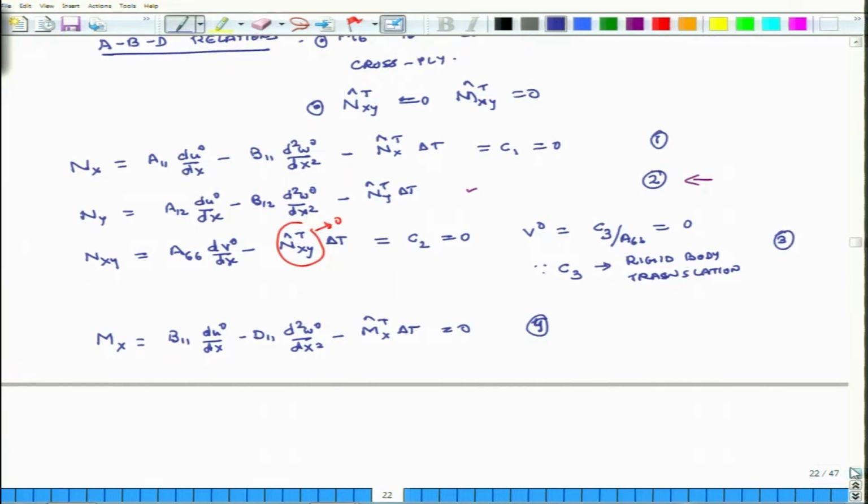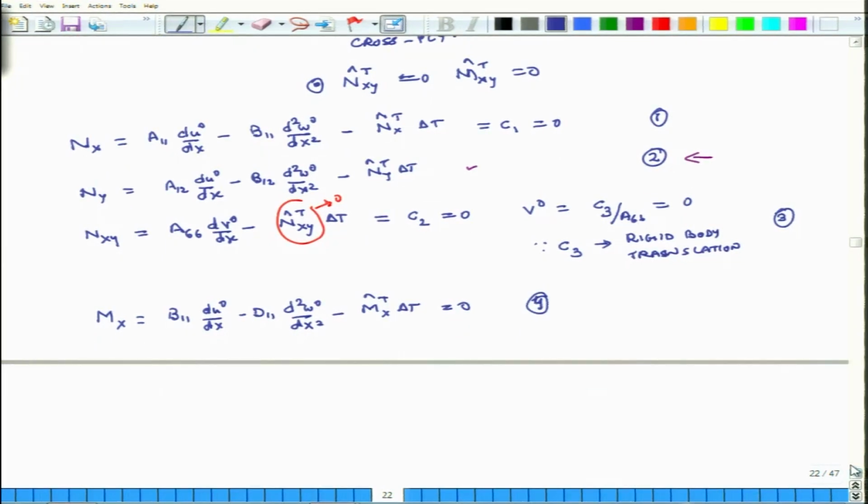And now what we will do is we will write down the other two relations for Mxy and My. So, My equals minus D12 d2 w naught over dx square, because why is that? Because all the B associated terms for the relation of My, they involve what? B12 which is 0, B16 which is 0 and B66 which is 0.